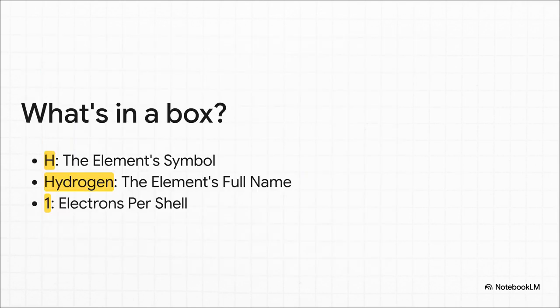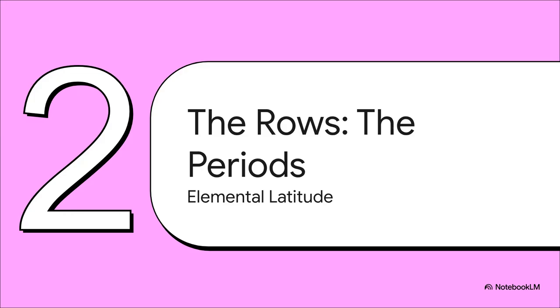The rest of the card just fills in the essential details. You've got the big H, which is the element symbol, kind of like a universal nickname scientists use everywhere. Below that, its full name, hydrogen. And then you see we even get info about its electrons. Now that little number is the secret to why elements are grouped into families, which we're going to get to in just a minute.